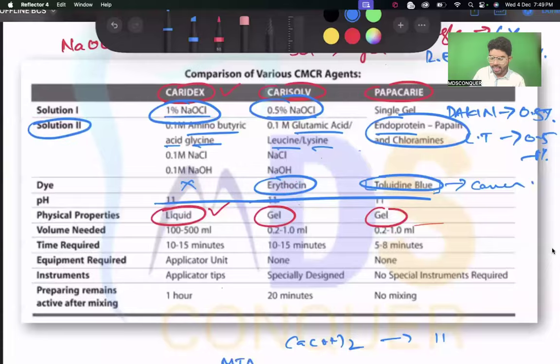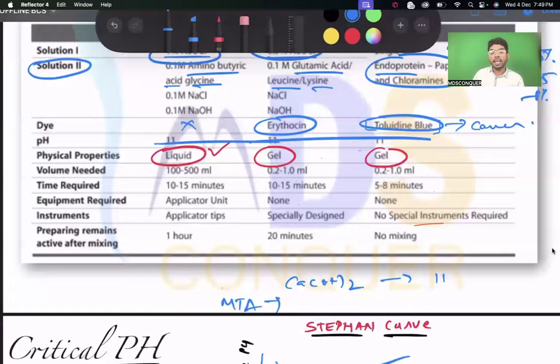Just before the class, someone was asking about the pH of MTA. The initial pH of freshly prepared MTA is 10.4. The final set pH is 12.4. The setting time of MTA is 165 minutes.